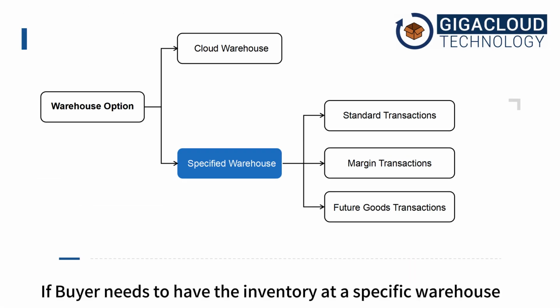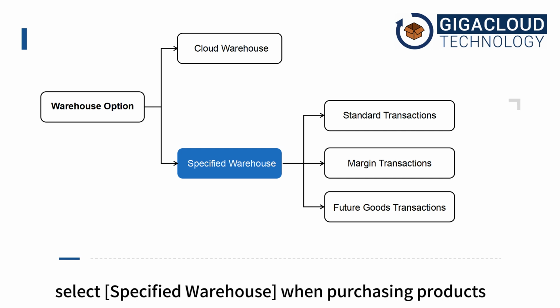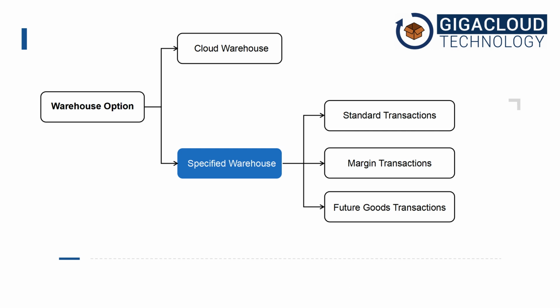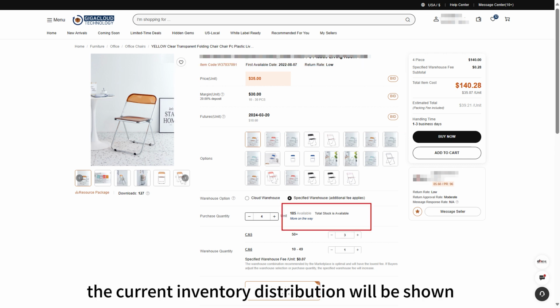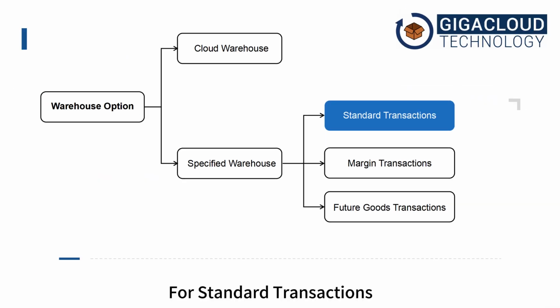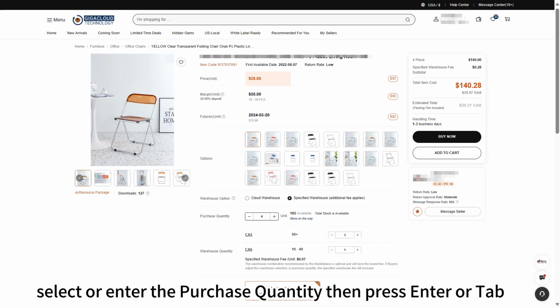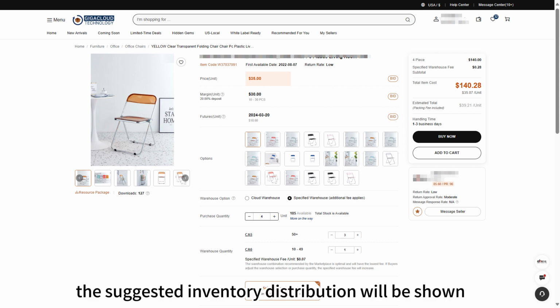If buyer needs to have the inventory at a specific warehouse, select Specified Warehouse when purchasing products. On the product details page, select the transaction type, then select Specified Warehouse. The current inventory distribution will be shown. For standard transactions, select or enter the purchase quantity, then press Enter or Tab. The suggested inventory distribution will be shown.